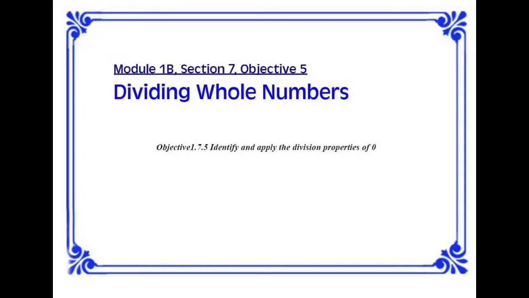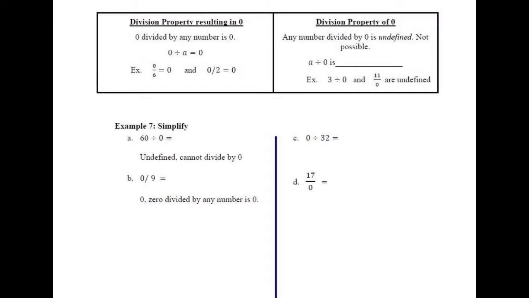Module 1, Section 7, Objective 5, which says identify and apply the division properties of 0. Okay, we've got two of them. We have the division property resulting in 0, and we have the division property of 0. Looking at the two, 0 divided by a, so 0 comes first, and here it's a divided by 0. So these two are basically backwards of each other. Not really. The numbers are backwards.